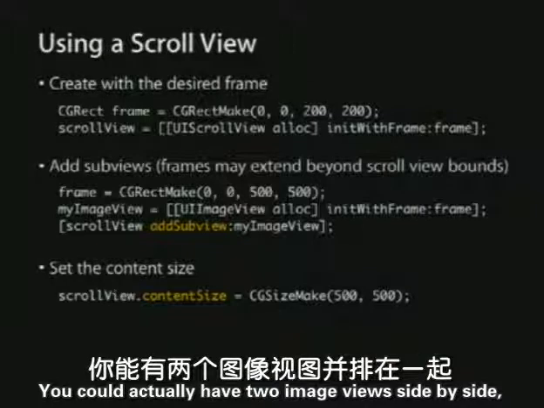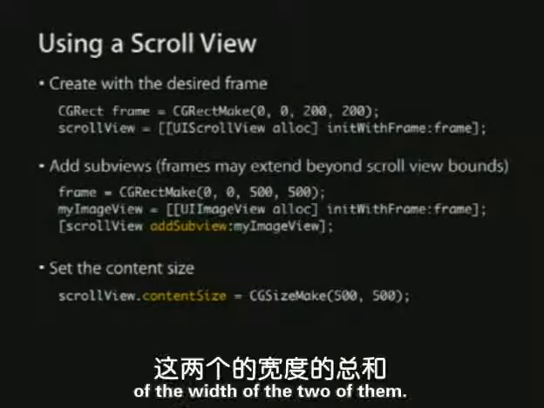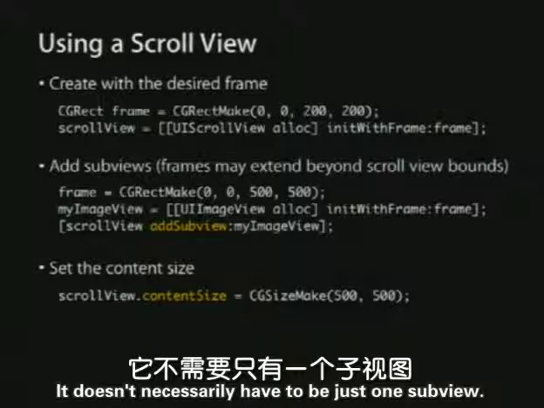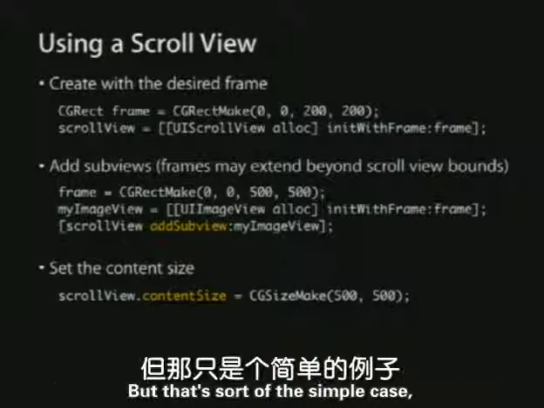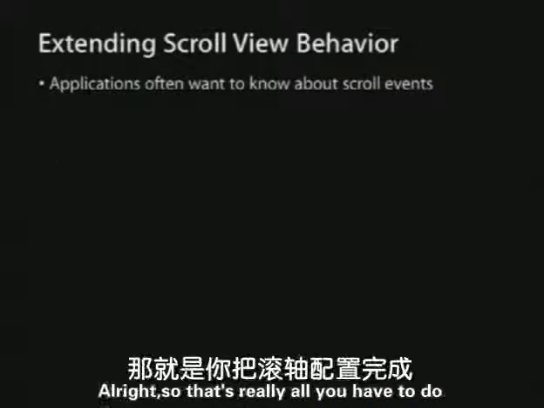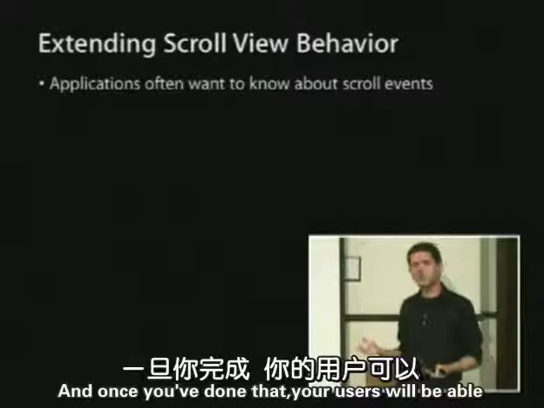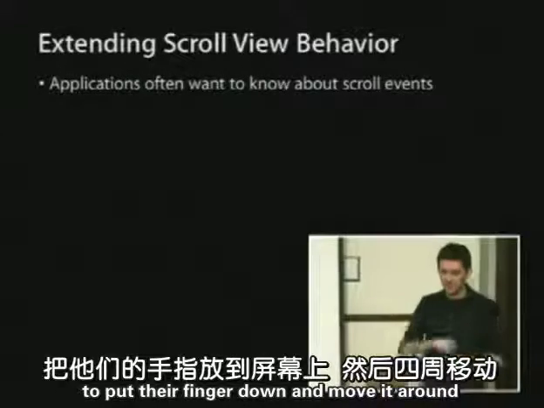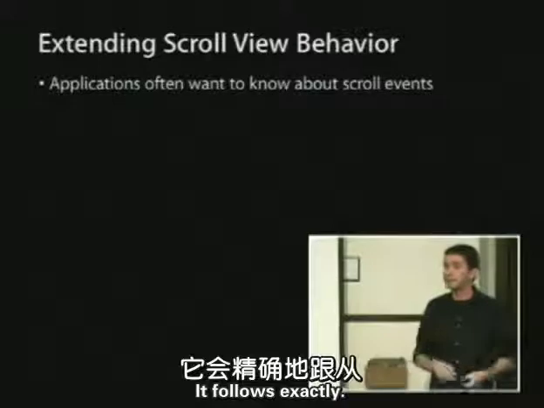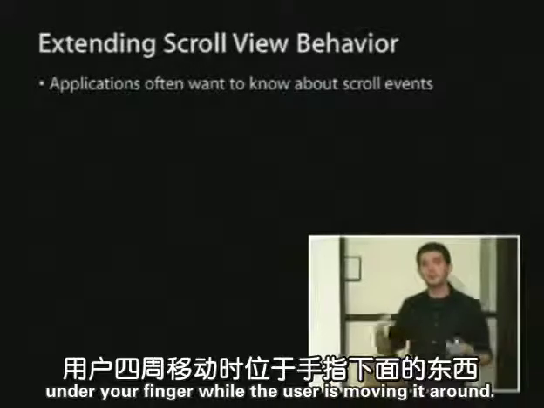You could actually have two image views side by side, and your content size could be the sum of the width of the two of them. It doesn't necessarily have to be just one subview, but that's the simple case, and that's what we'll do here. All right, so that's really all you have to do to get scrolling to work. Once you've done that, your users will be able to put their finger down and move it around, and the content will just track it. It follows exactly.